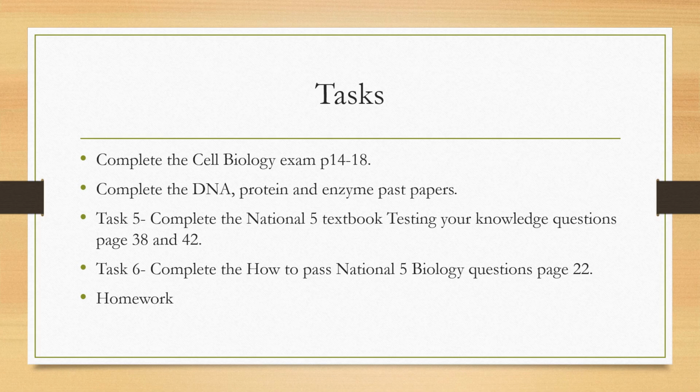So you would do page 14 to 18. You can complete the DNA, protein and enzyme past papers, which is found in the proteins, and then it should be past papers. And then you can complete the National 5 textbook testing your knowledge questions on page 38 and 42. And then you can complete the How to Pass National 5 Biology questions on page 22. Both of these you can get from the textbooks.